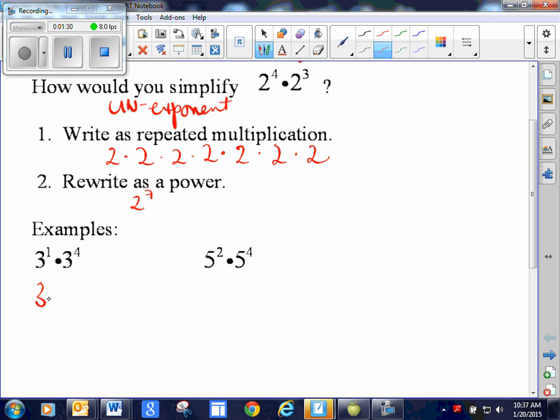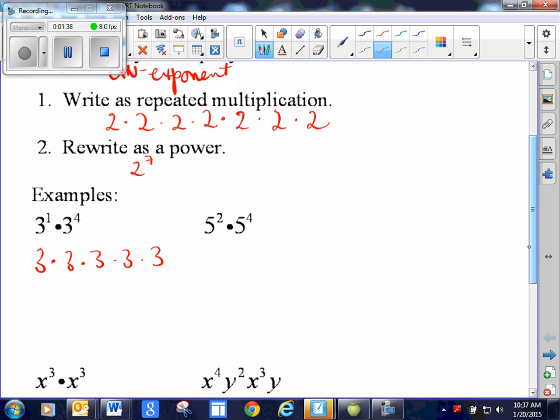3 to the 1st is 3. Times 3 to the 4th is 3 times 3 times 3 times 3. And we write in exponential form is 3 to the 5th power. 5 squared is 5 times 5, times 5 to the 4th. Here are my 4 5s all stretched out. Put it back together and I've got 2, 4, 6 of them.